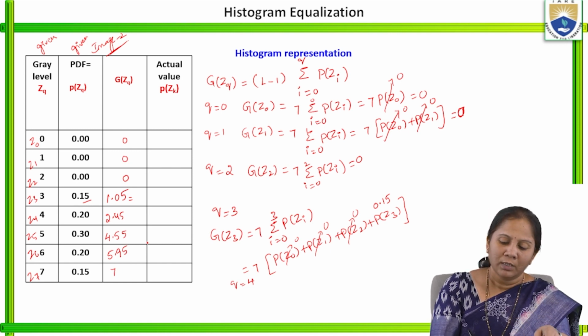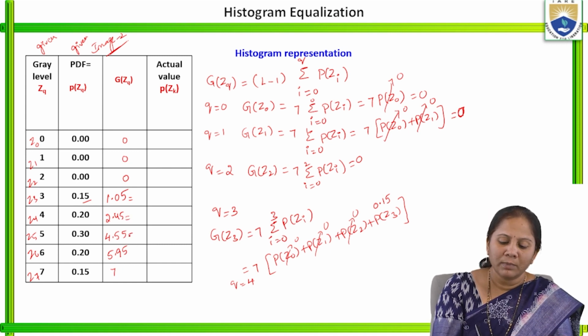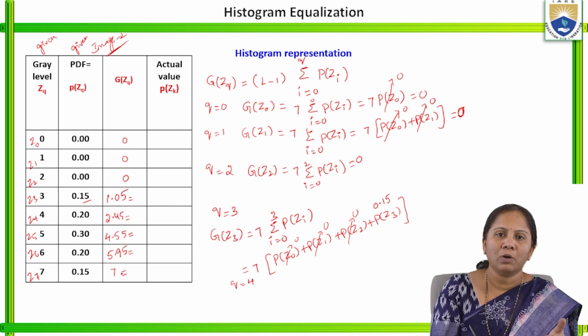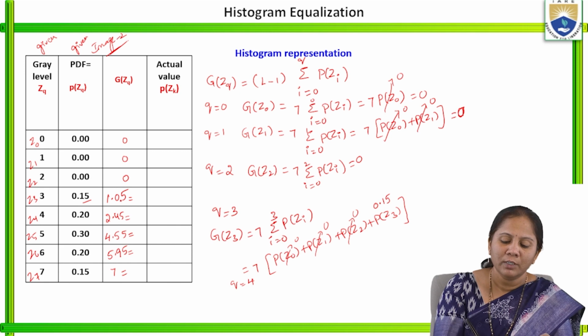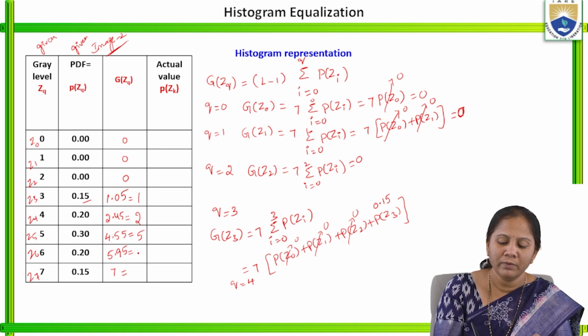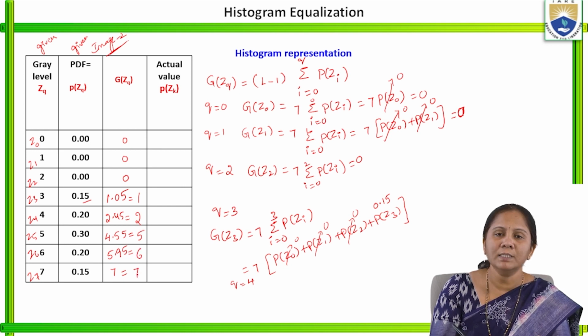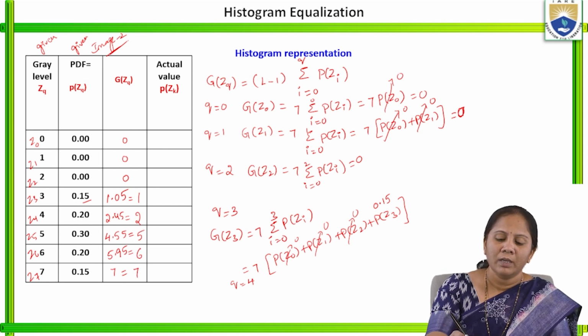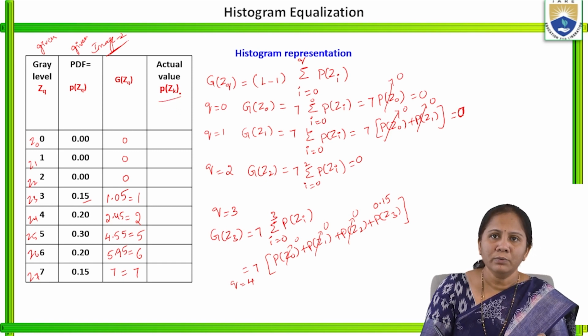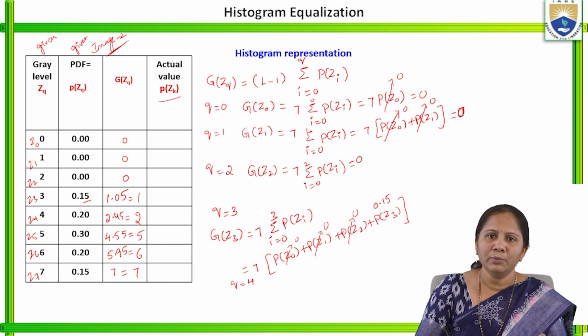Okay. So in the histogram equalization to perform, we have to round these floating point values to the nearest integer. So if we round, this value will be 1, this is 2, this will become 5, and this will become 6, and this is 7. Now, next step, we have to find what is the actual value. To find this actual value, we have to do one step before finding this actual value.